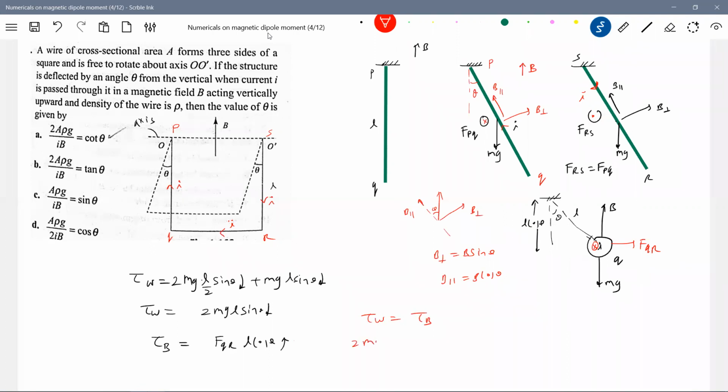So this will become 2 mgL sine theta equal to FQR L cos theta. What is the value of FQR? That we will substitute. So 2 mgL sine theta should be equal to BIL into cos theta. One L gets eliminated. So finally, the expression for I is equal to 2 mg tan theta by B.